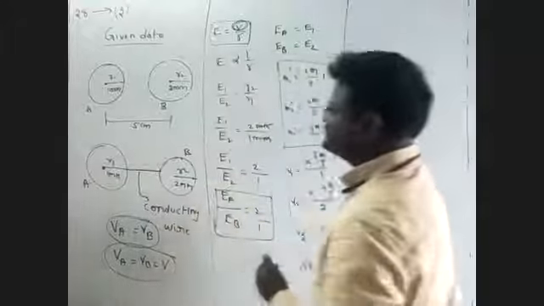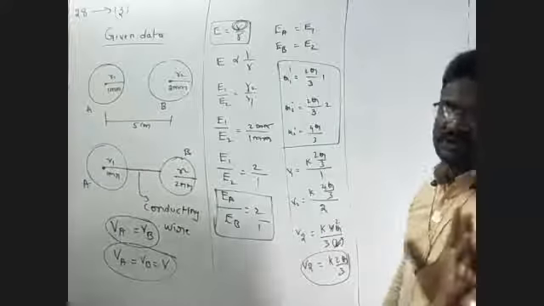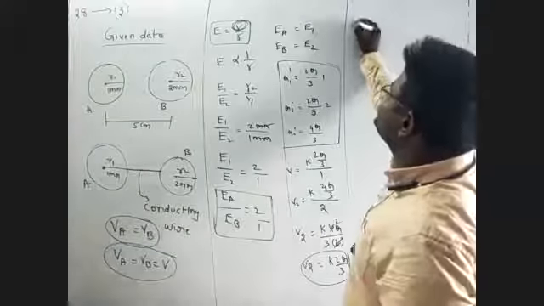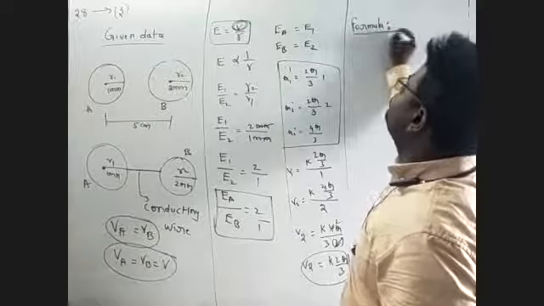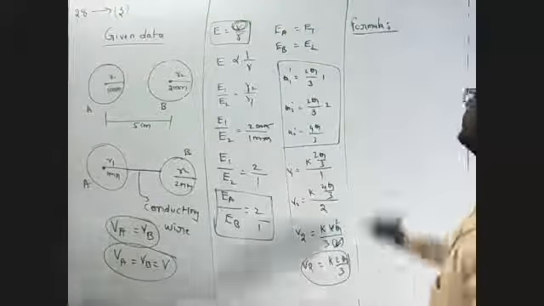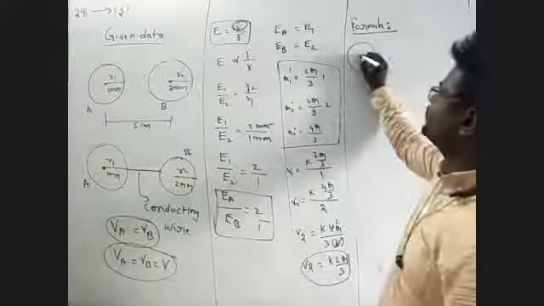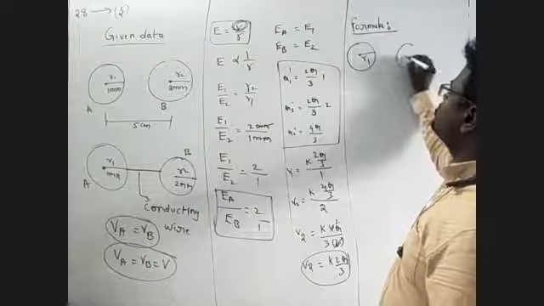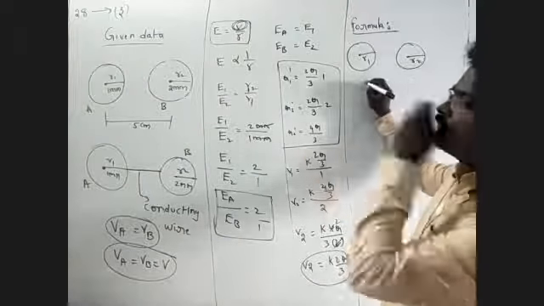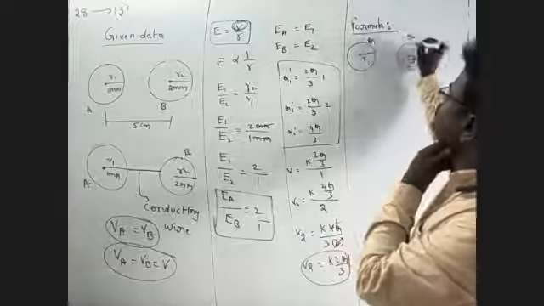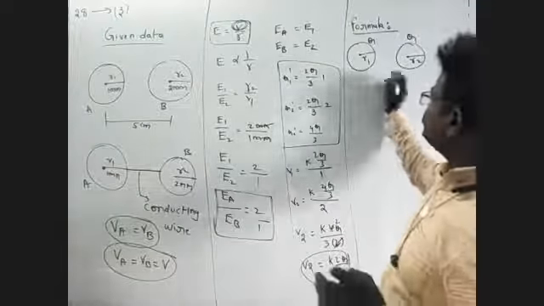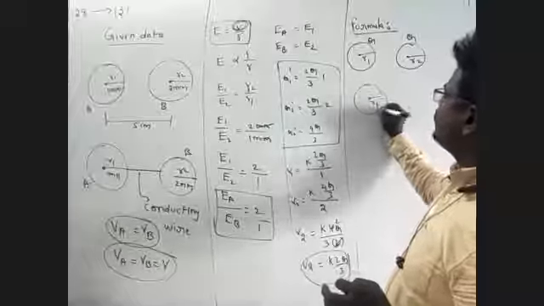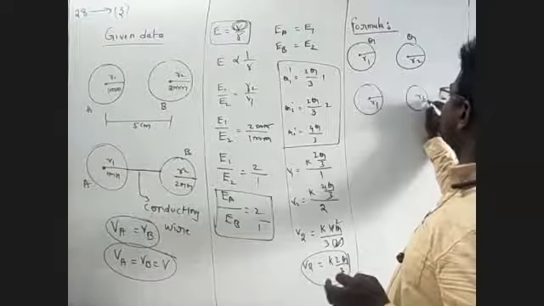How is it possible? Already I told you the formula. This is one spherical body of radius R1. This is another spherical body, but this body has charge Q. So both are touching. This is R1, this is R2. Both are touching each other.